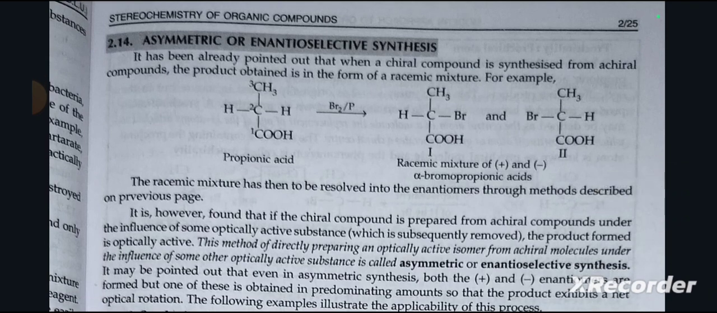2.14 Asymmetric or enantioselective synthesis. It has already been pointed out that when a chiral compound is synthesized from an achiral compound, the product obtained is in the form of a racemic mixture. For example, propanoic acid in the presence of Br2 and P gives a racemic mixture of plus and minus alpha-bromopropanoic acid.